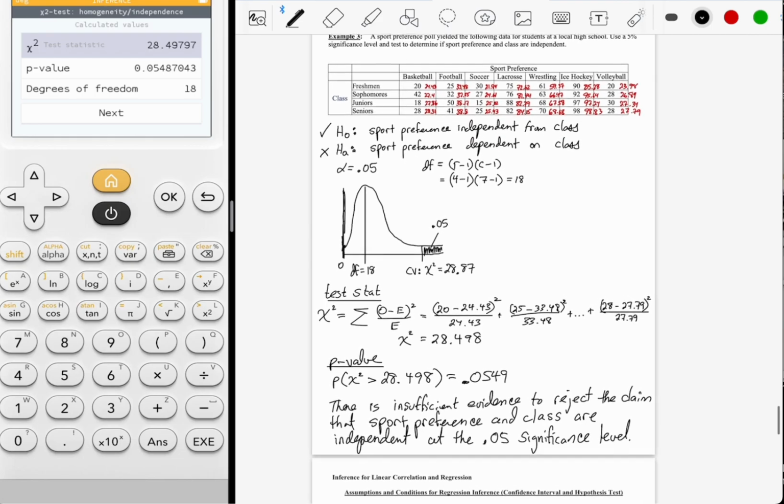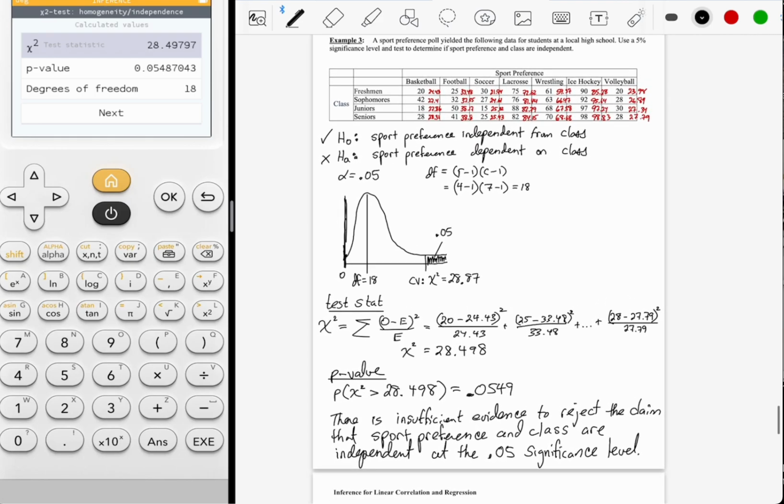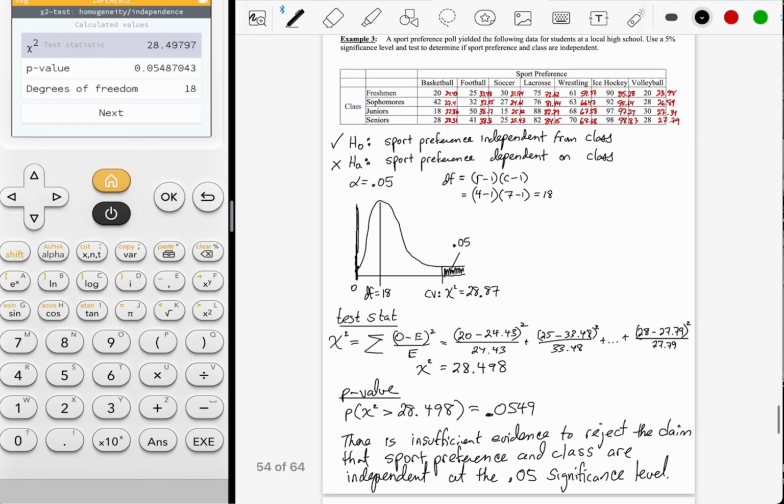All right, so that is a complete solution for the example. The only other way that we would phrase the conclusion would be that, let's say it did reject, there is sufficient evidence to reject the claim. Either way, we're answering the question that's posed, right? So we don't need a follow-up because everything that we needed to address has been addressed. All right.